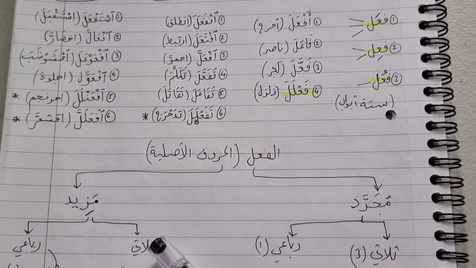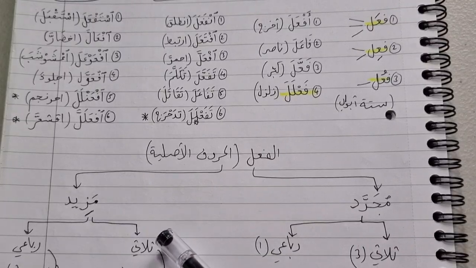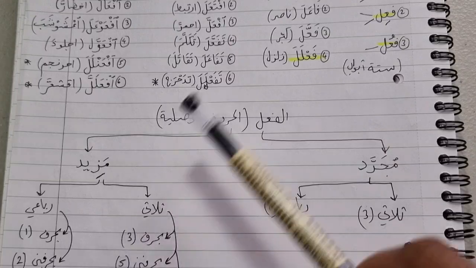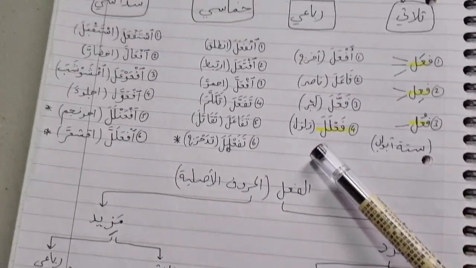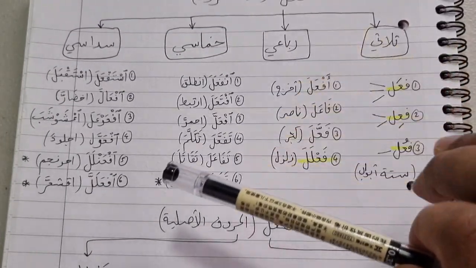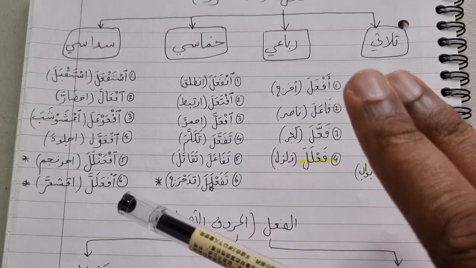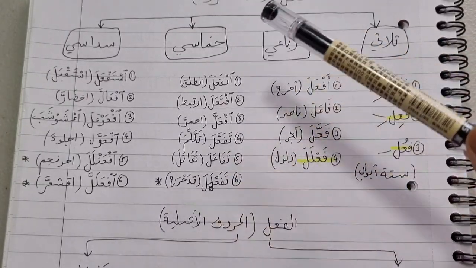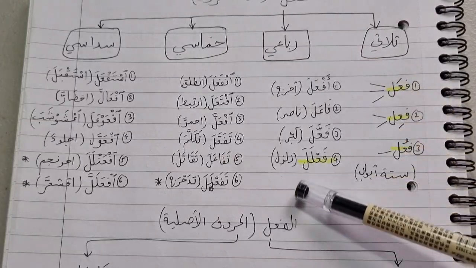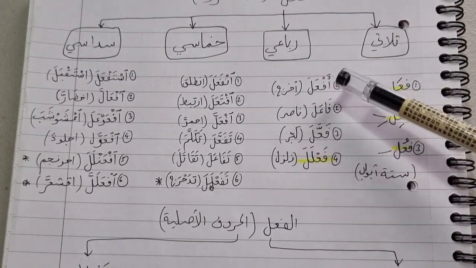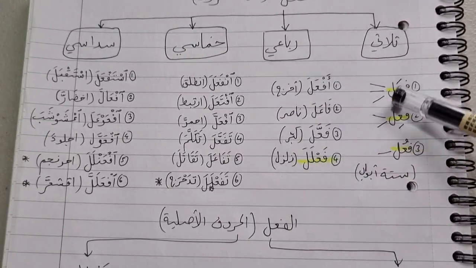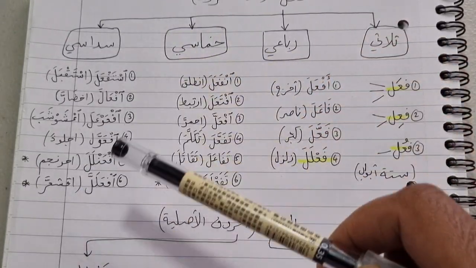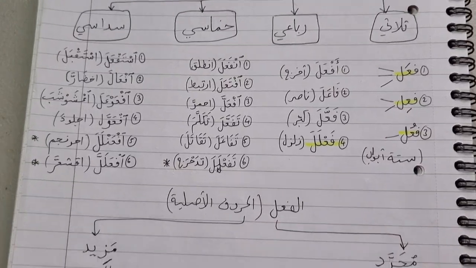Here, mazid thulathi, we have 3 letters added onto it, 1 extra letter, 3 scales. So if you look at rubai, this categorization does not differentiate between whether the letter is original or additional. There's no distinction. All we're doing is counting how many letters make up the verb. 4 letters, okay, we put it here. 3 letters, we put it here. 5 letters, we put it here. 6 letters, we put it here.